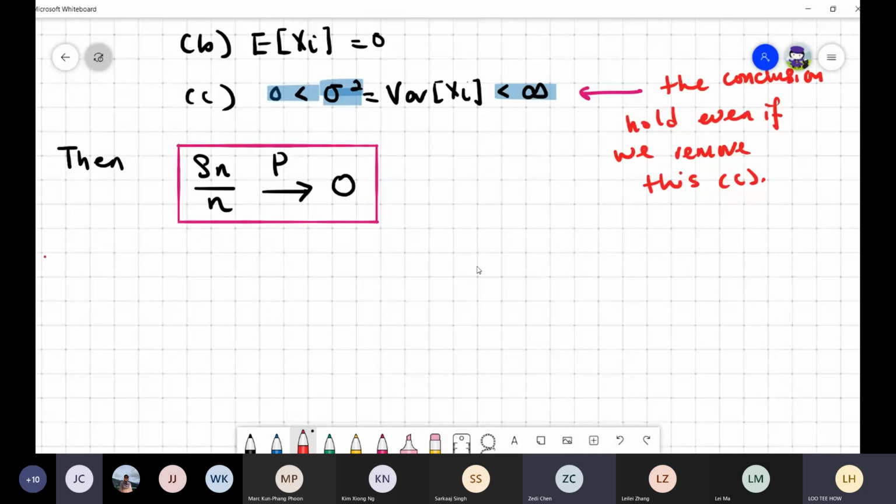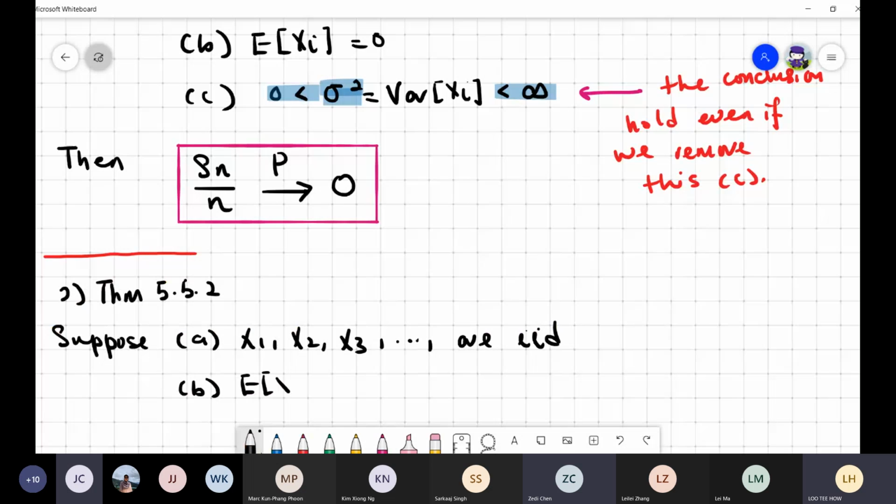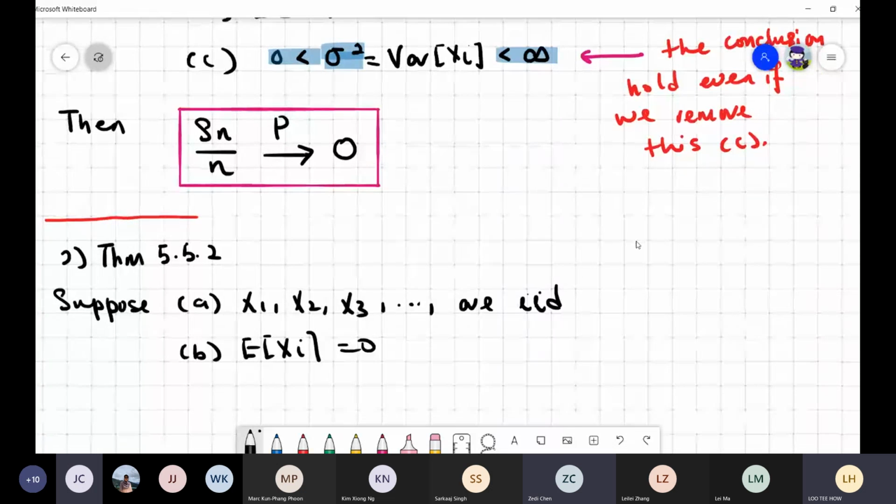Right, we have a next one, number 2. So this is theorem 5.5.2. First of all, again, suppose x1, x2, x3 are independent and have the same distribution, and also B, we assume that the mean is 0. As I said, we do not need this. That means we are allowing sigma to be infinity. Even if sigma is infinity, we still get the same conclusion. Then we have this.